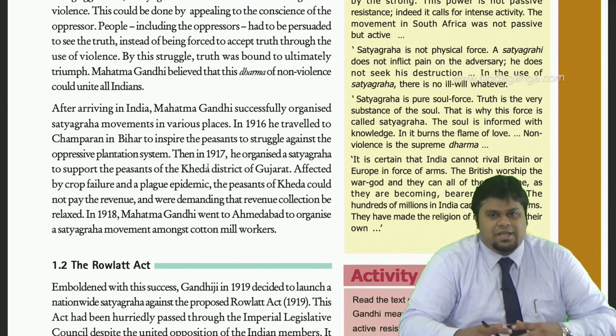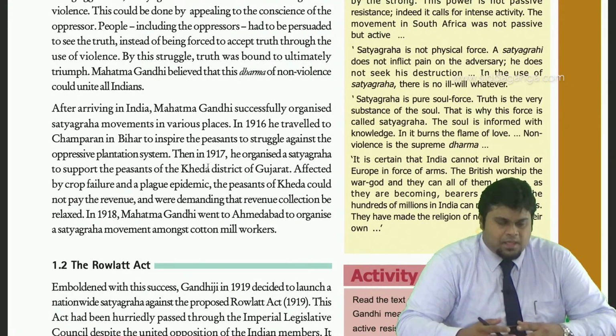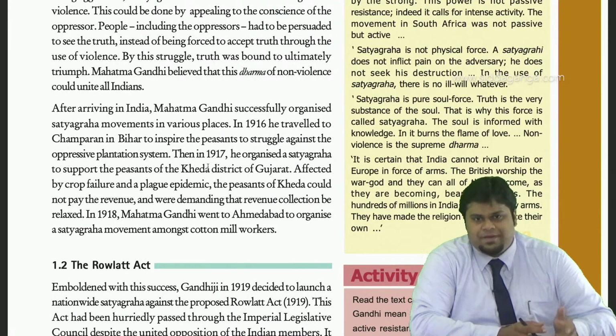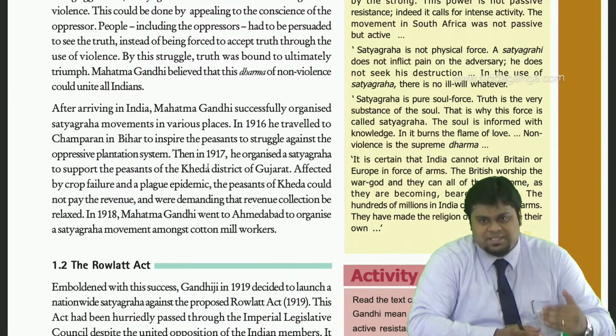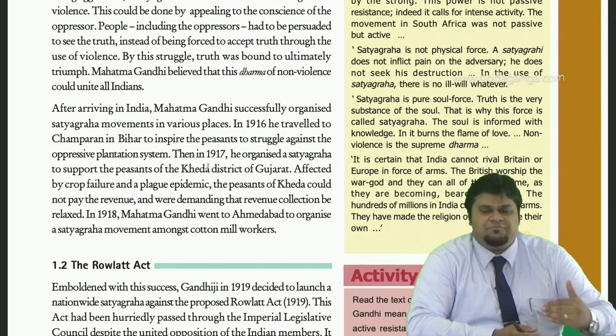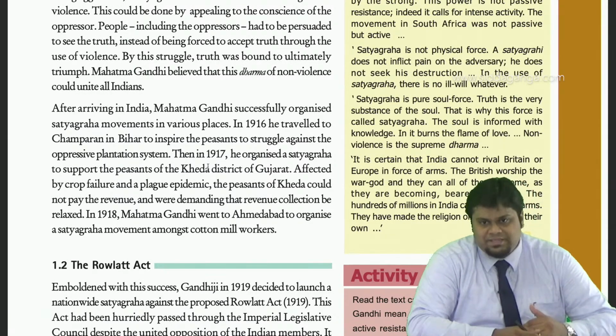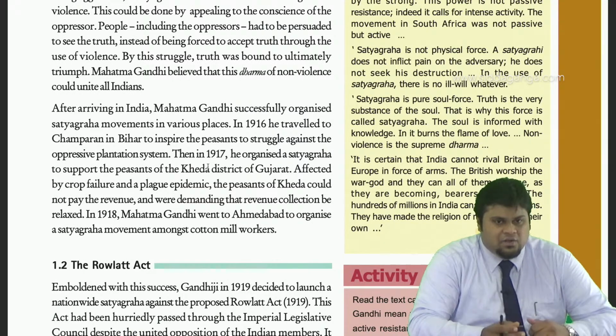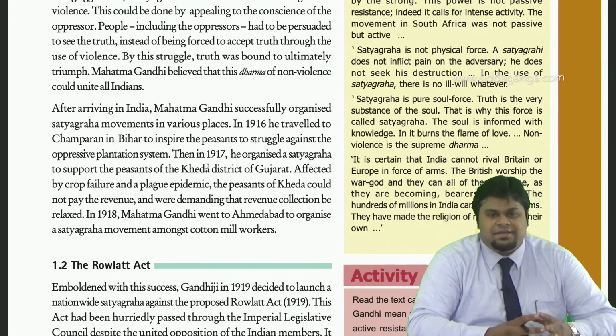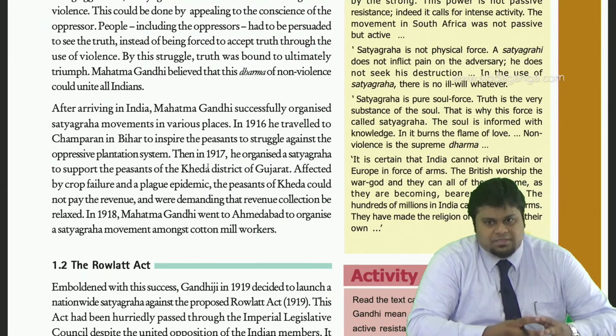After arriving in India, Mahatma Gandhi successfully organized Satyagraha movements in various places. In 1916, he traveled to the Champaran area in Bihar to inspire the peasants and farmers to struggle against the oppressive plantation system. In 1917, he organized a Satyagraha to support the peasants of the Kheda district in Gujarat. Affected by crop failure and reeling under a plague epidemic, the peasants of Kheda could not pay the revenue and were demanding that revenue collection be relaxed. In 1918, Mahatma Gandhi went to Ahmedabad to organize a Satyagraha movement amongst the cotton mill workers.